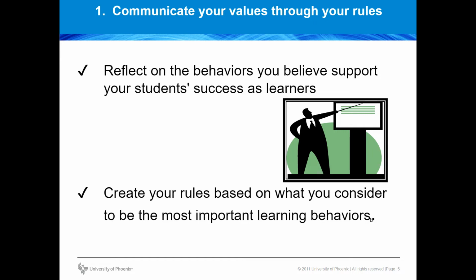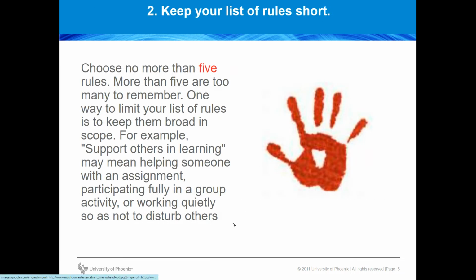The first thing that I talked about was communicating your values through your rules. So think about the behaviors in your classroom that you believe support your students' success as learners. A lot of them are pretty simple. Please be respectful of neighbors and work quietly while they are working. Go through a list and create these kinds of behaviors that can be described and observed. And then create your rules based on what you consider to be the most important learning behaviors.